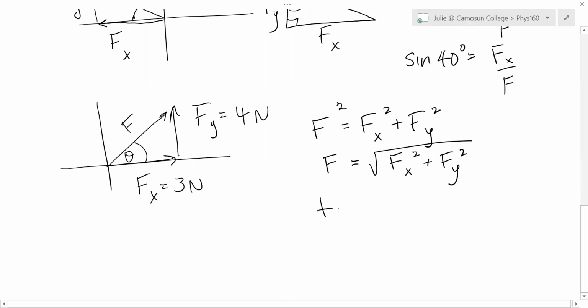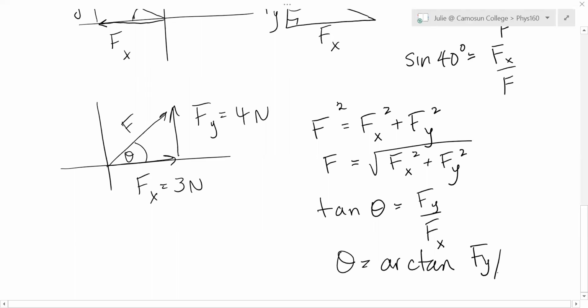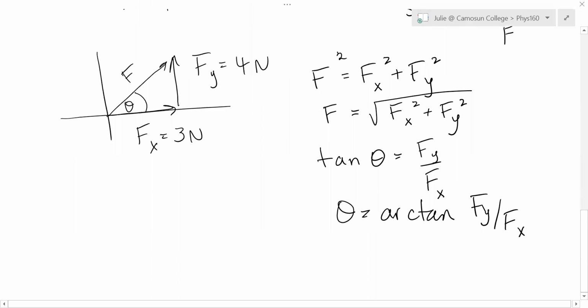And if we wanted the angle, we see that the tangent of theta is equal to the opposite over the adjacent. And so the angle itself would be the arctan of Fy over Fx. And so that is how you would find the magnitude and direction given its components.